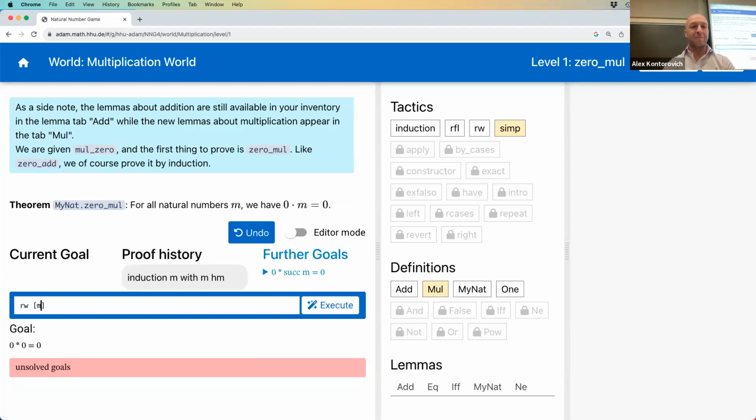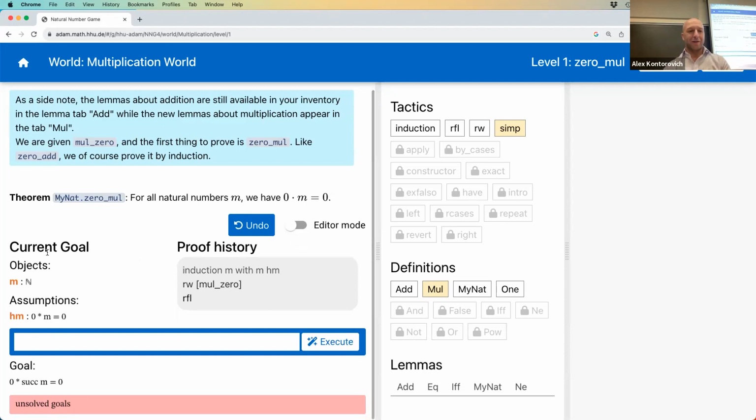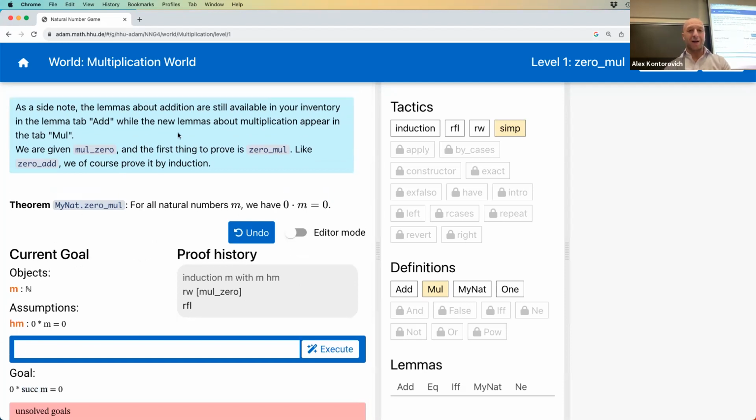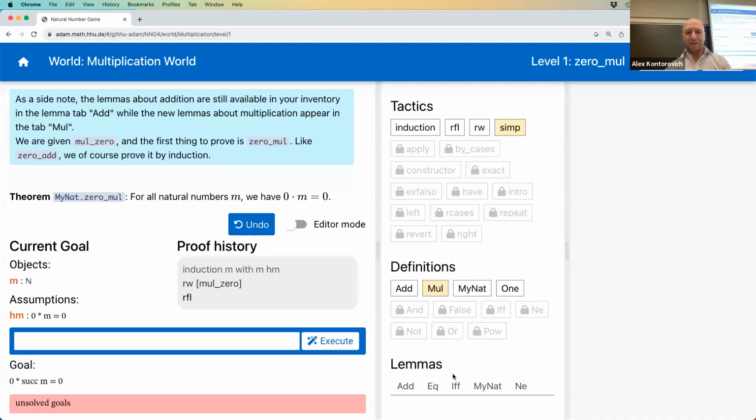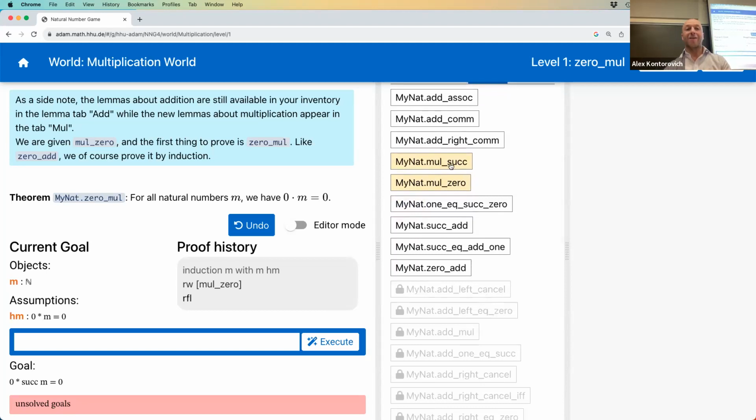Now I'm going to rewrite mul 0, which we have, and that's REFL. Our other thing is about suck. Now, what do we know about multiplication by suck? So what lemmas do we have here? We've got mul suck, and we're multiplying the successor. Okay, so let's rewrite mul suck.